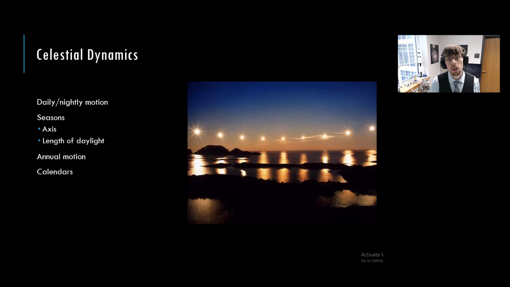So first of all, we'll cover the daily and nightly motion of the stars. And right here, we're going to take advantage of that celestial sphere model from ancient Greece, stationary Earth and a moving sky. We will then progress on to a discussion about seasons, and in particular, talking about the axis of the Earth and also the amount of daylight that we receive. After that, we'll get into something about annual motion, how the stars change from month to month.